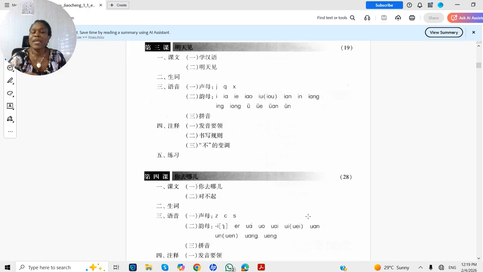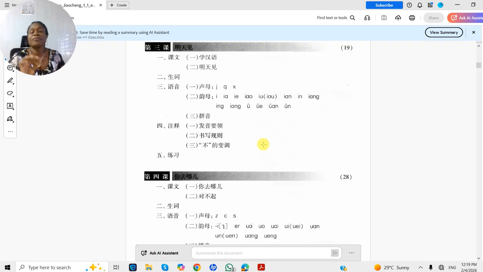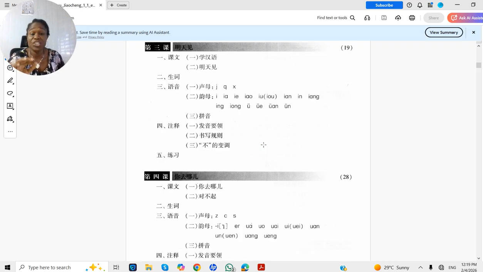But just to make your spoken Chinese a bit easier in the learning process, you need to be used to some finals and initials that would most likely be joined together to give a word. The words may be different, but these are the common finals that go with this type of initials. For example, with J, Q, X, you will have the I, the AI, the AIE, the IAO, the IU. Those are common finals that would go with them.